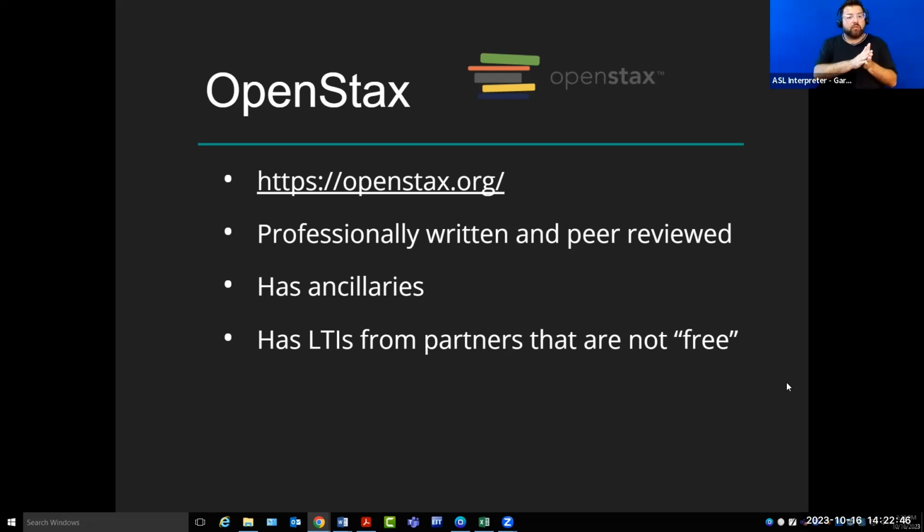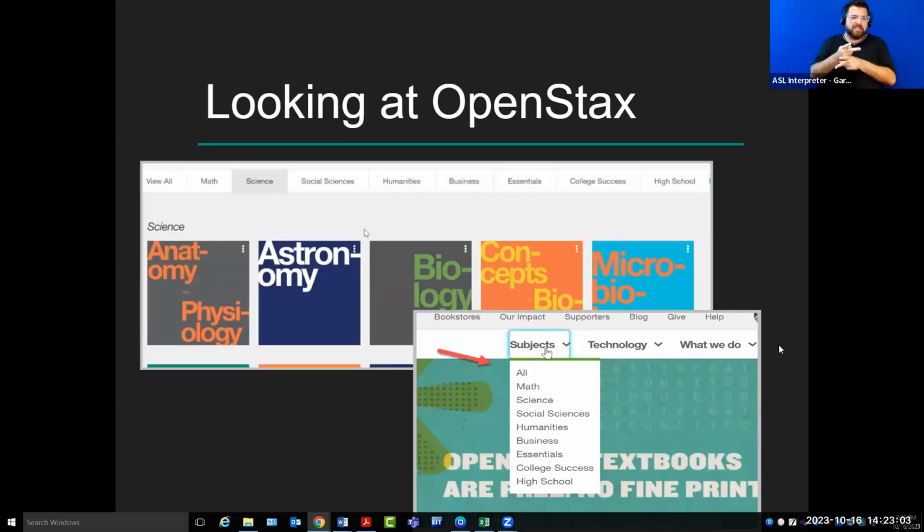One of the problems, though, is that they do advertise these LTI add-ons from partners that are not necessarily free, that they sometimes try to get you to buy. So just be careful about that. And so, you want to go to subjects and then scroll down. OpenStax has a lot of books in the social sciences and the natural sciences. That's kind of their big thing.